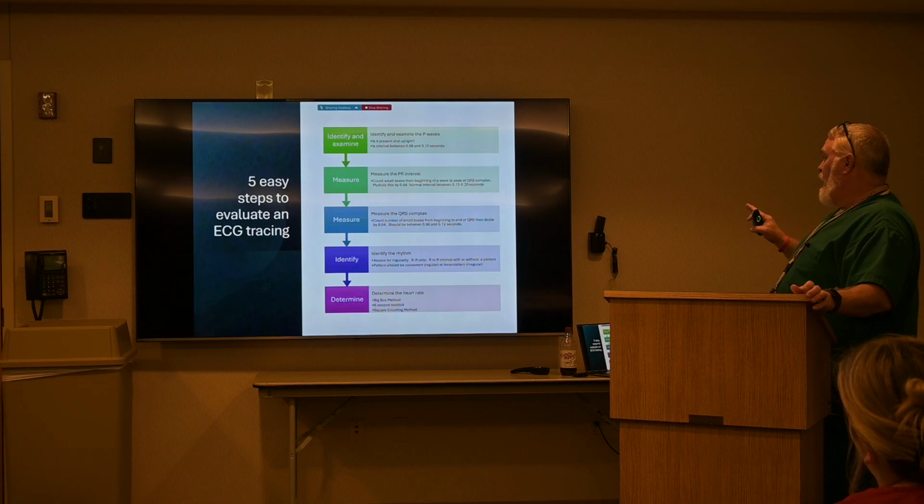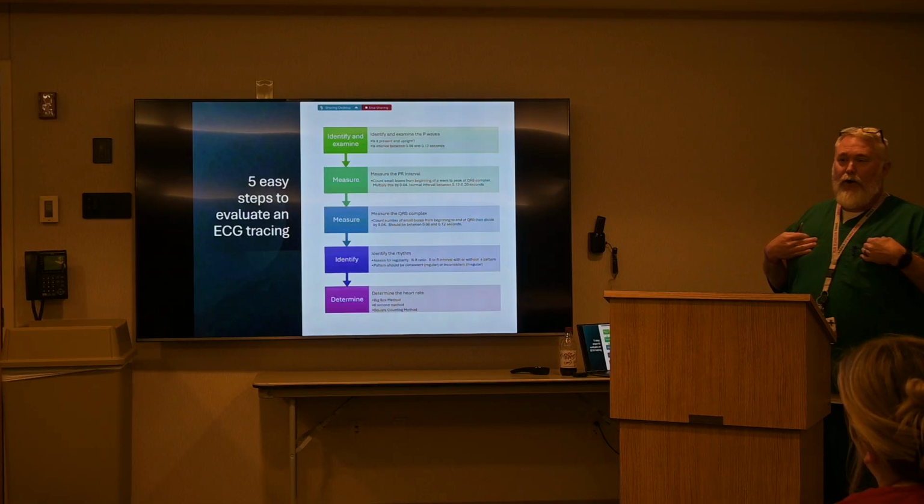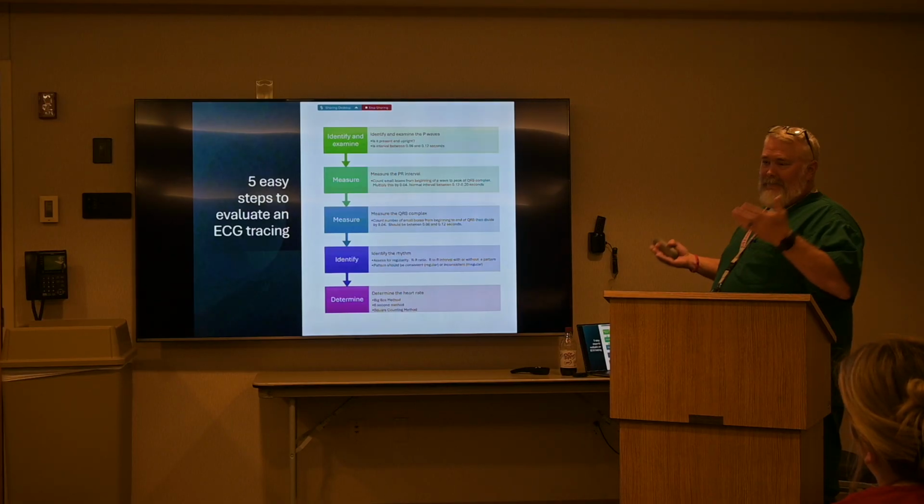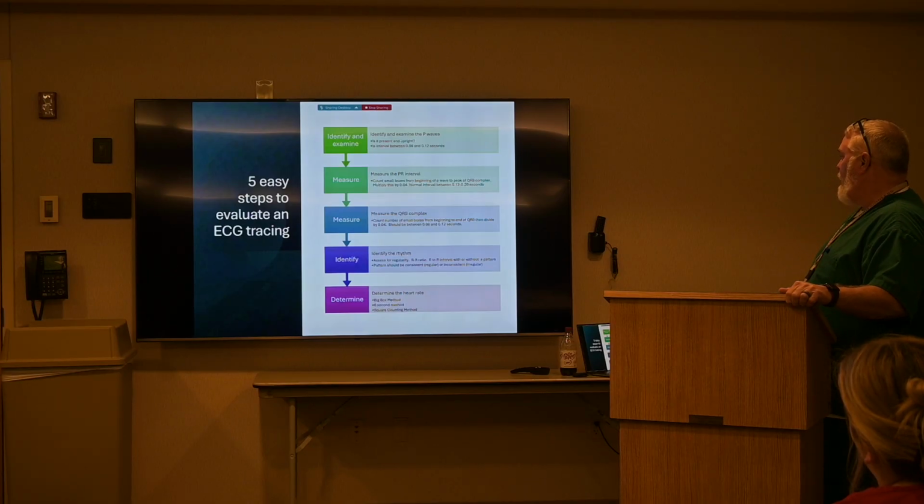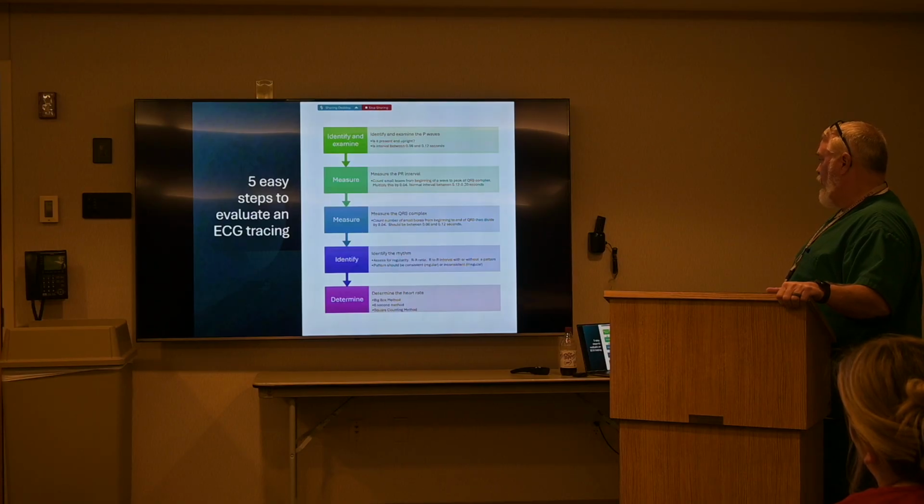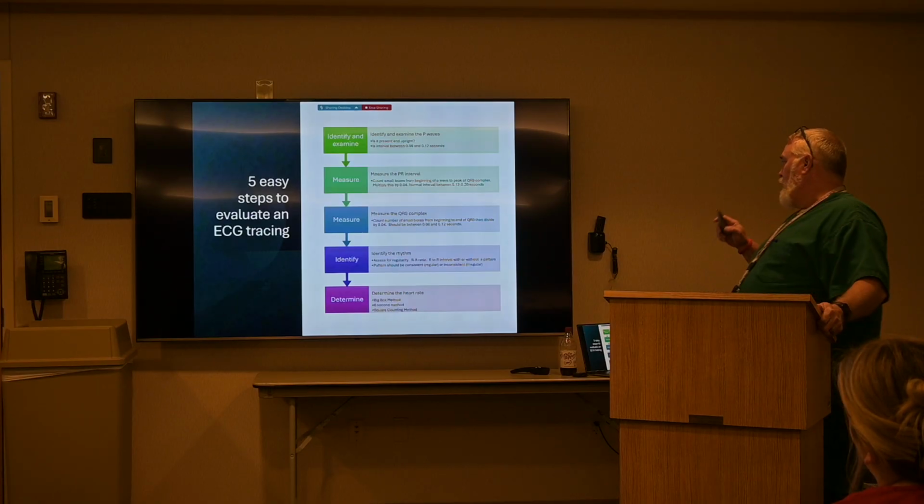Is the interval between 0.06 and 0.12? I was always taught 0.08 to 0.12, but 0.02 seconds isn't that big a deal. Measure the PR interval. Count the small boxes from the beginning of the P wave to the peak of the QRS complex. Multiply this by 0.04. Normal intervals are between 0.12 and 0.2.